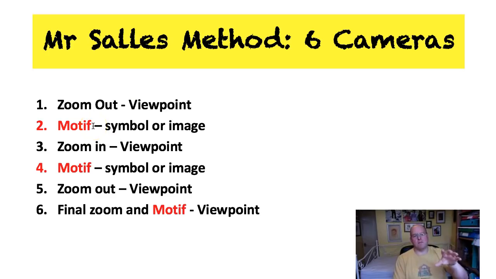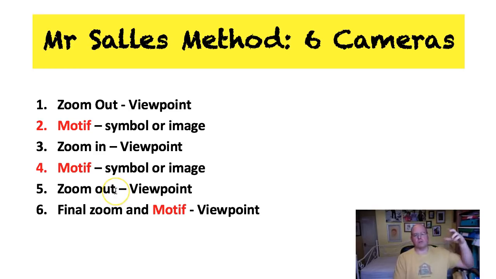Then in the next paragraph you're going to have this symbol or image, the motif. So you're zooming in on that obviously, wherever it is, with another camera. Then you're going to move the next camera to another character or something else that's going to have a new viewpoint. And then fourth, you're going to return to the motif again. But here's the cunning thing. The motif won't necessarily be exactly the same object. It will be related to it. And I'll show you what I mean about that.